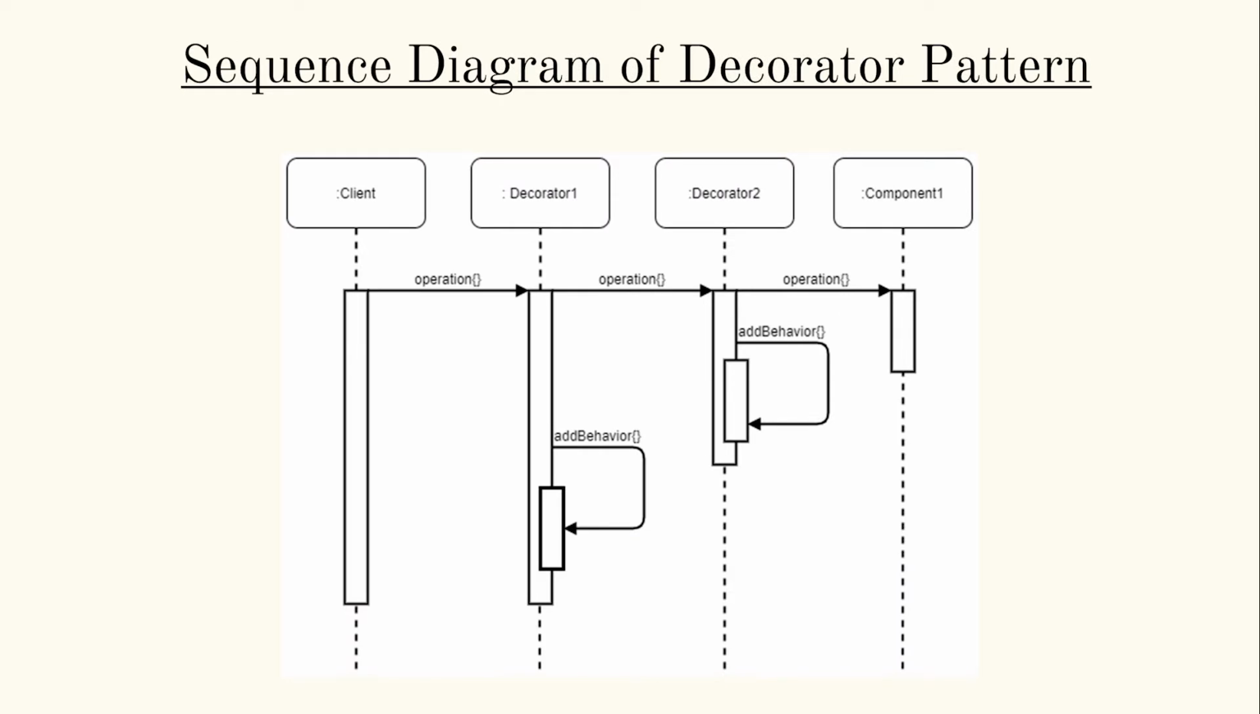Here we have a sequence diagram of the decorator pattern. Starting from the left, we can see the operation is done on decorator 1. Decorator 1 then adds a behavior. That behavior is saved and then sent to decorator 2. Decorator 2 adds another behavior that's also saved and sent to component 1. And then from there, the client can do what they need to do with component 1.